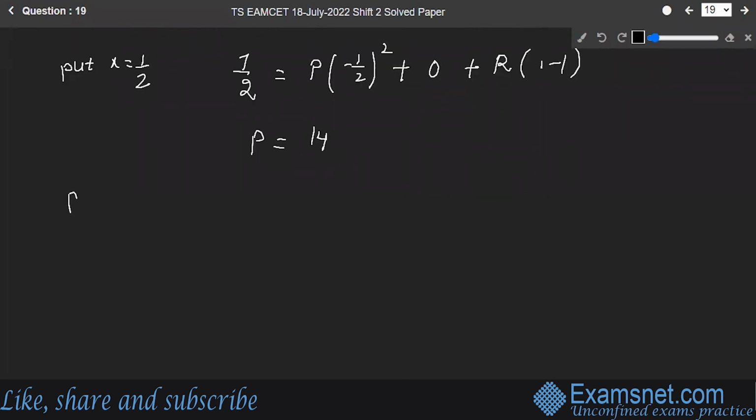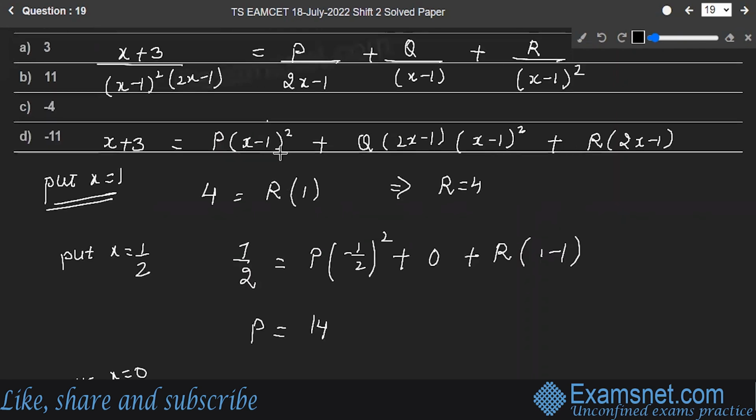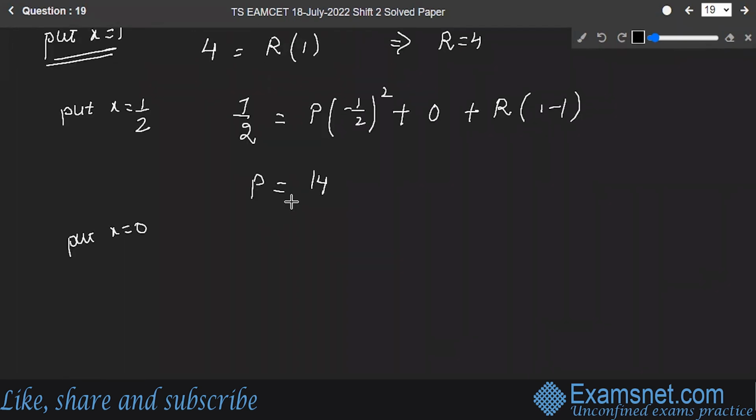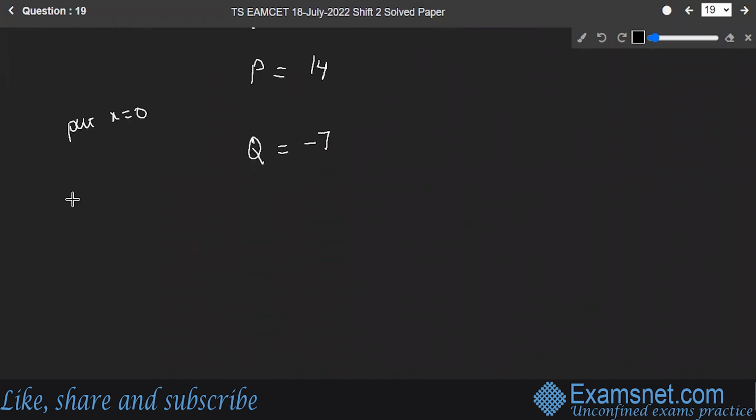Now let's put x is equal to 0. So when you put x is equal to 0, solving the whole thing, you will get only q is left. You will get q is equal to minus 7. You can solve it. You will find out that q will come out to be minus 7. Now the whole thing has become pretty easy, right?